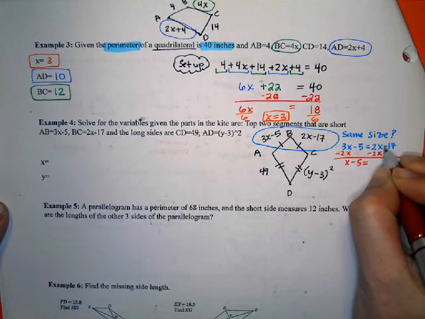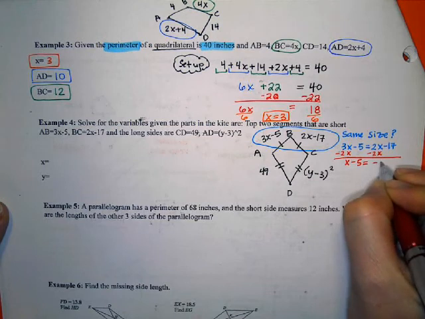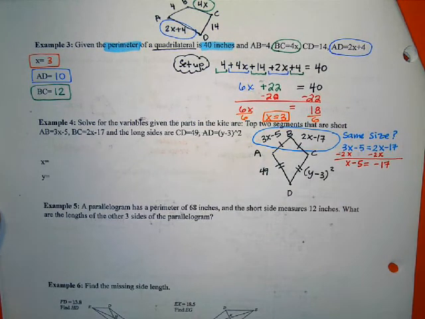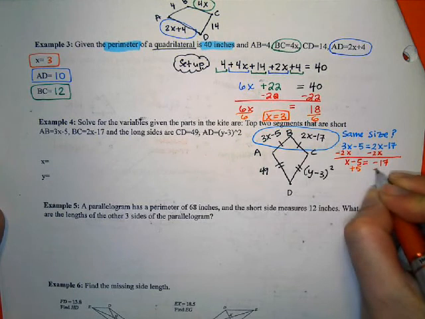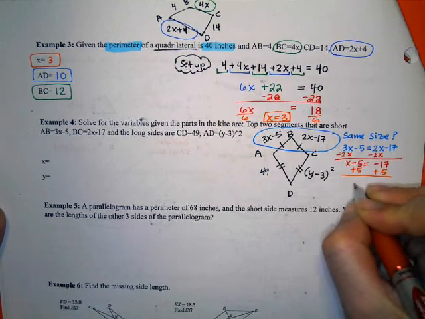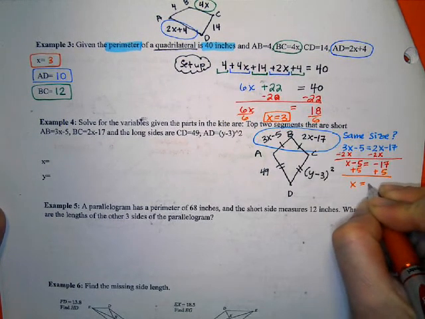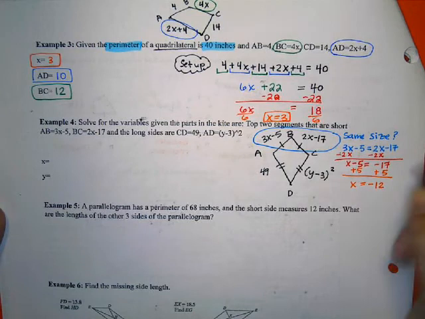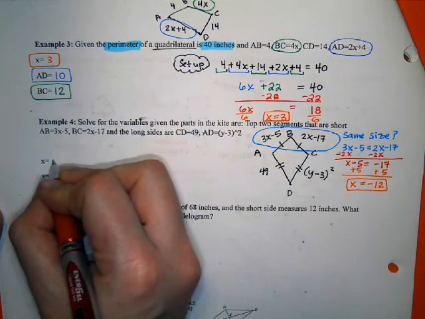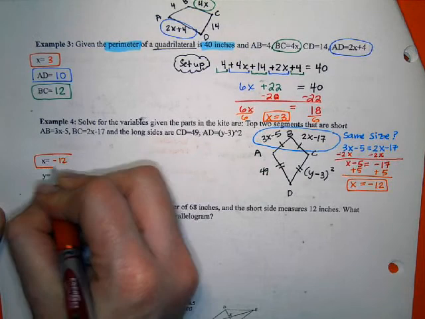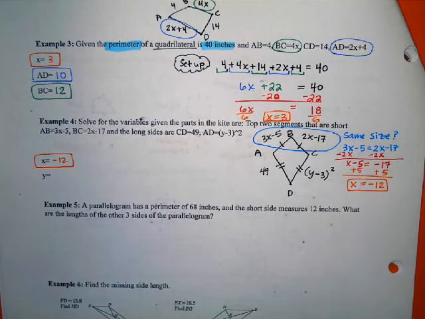Let's solve it. I'm going to minus this 2x. That leaves me with 1x minus 5 equals, that's gone, a negative 17. Then we add that 5 over. X is equal to negative 12.